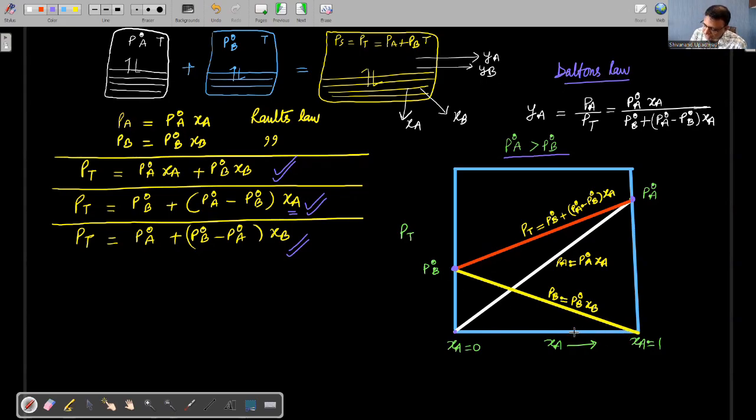So as we are moving to the left hand side, we are increasing the mole fraction of the more volatile component. As we are moving to the left hand side, we are increasing the mole fraction of the less volatile component. If the mole fraction of the less volatile component is increasing, the vapor pressure of the solution is decreasing. So there are many conceptual things which we can discuss from this graph.